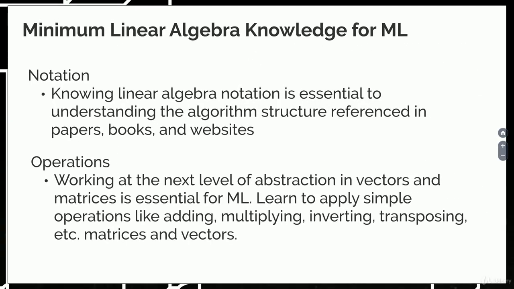So here's the minimum linear algebra that you should know for machine learning. 1, the most essential is notation. Understanding the algorithm structure as well as the input and output structure is going to be impossible if you're not at least familiar with the notation used in linear algebra. How does indexing for a matrix work, for example, is going to be something that you need to know in order to understand how to feed data into these algorithms. Notation is going to be essential even if you're not trying to develop your own algorithms. Even just applying an algorithm that somebody else has built, you're going to need to know notation.